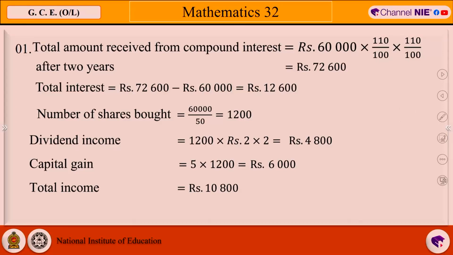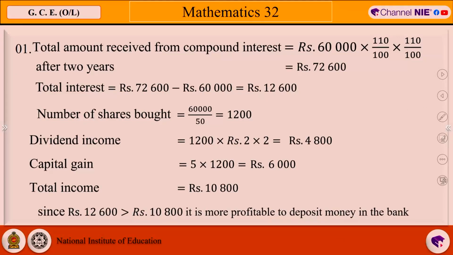So, earlier you got 12,600 under compound interest, and here for shares he got 10,800. Now, you can compare these two. 12,600 is greater than 10,800. By comparing these two values, you can finalize your answer by saying it is more profitable to deposit money in the bank. See how easy.